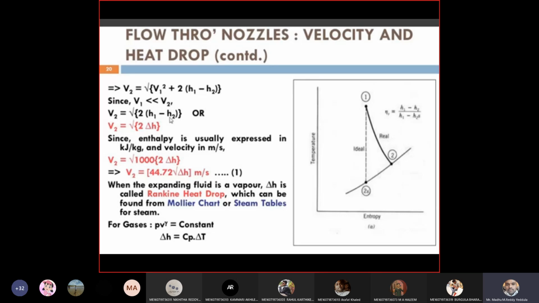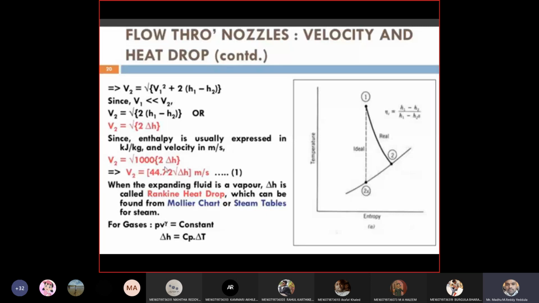That meter square per second is within the root, and if you write outside of the root, that will be meters per second. And that kilojoules is converted into joules. Therefore, 2 is replaced by 2000. Under root 2000 will be 44.72 if it comes out of the root. Therefore, exit velocity is equal to 44.72 under root delta H.